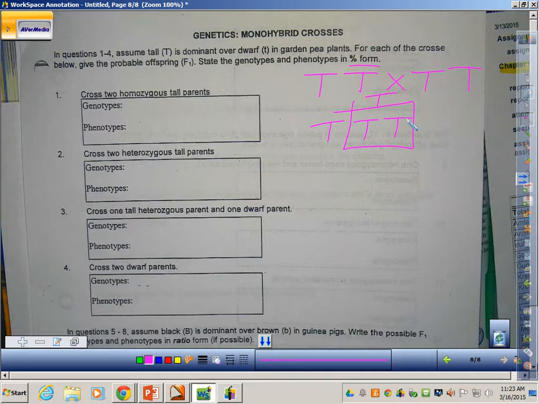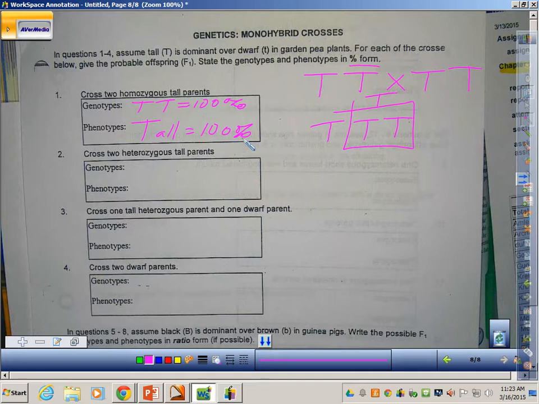So that's called the genotype, right? So if I ask you the genotypes, there's only one, so 100% of the time it's going to be big T, big T. And the phenotype, what is that? Tall, okay? So all of the offspring will be tall. And I asked for 100%. I asked for percentage. You have to tell me 100%. Do you see now why I don't want you to automatically go into a Punnett square?